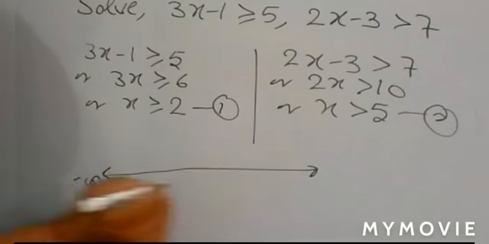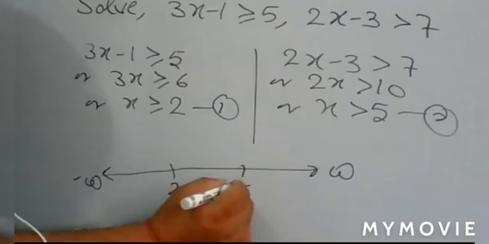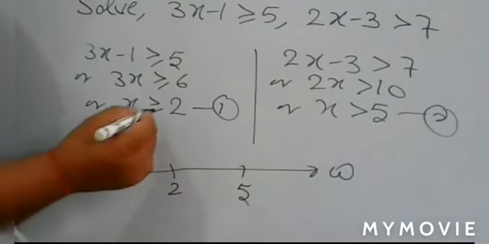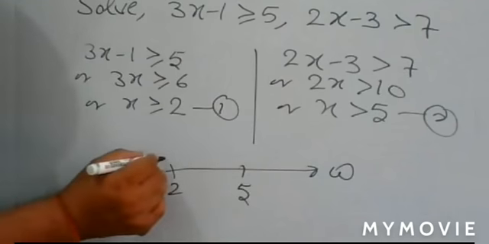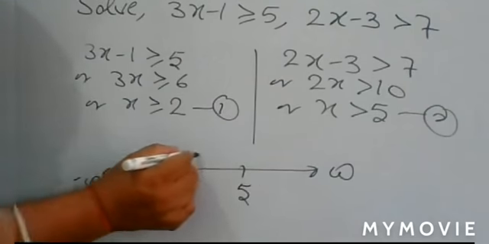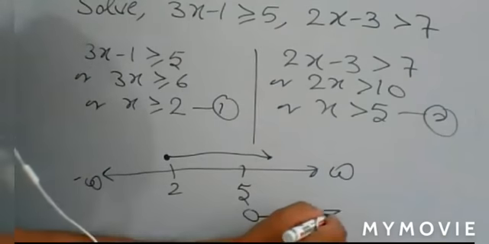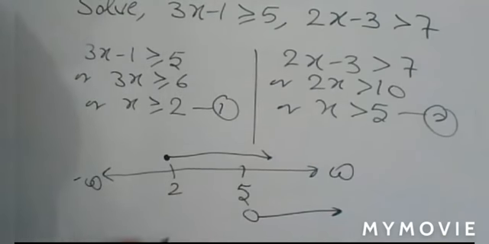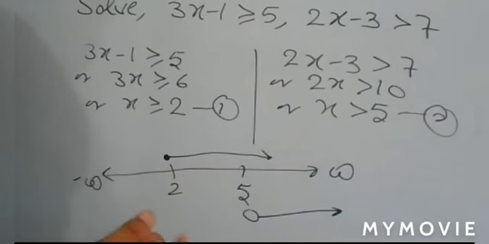So suppose here you have minus infinity and infinity, and here you mark 2, and here you have 5. Your first inequality says that x is greater or equal to 2, so you mark 2 and the arrow goes towards the right from this point. And for the second one, here you have a circle at 5, and you go to the right side. Understand? So if you see the position of the arrows, what will be your common result?